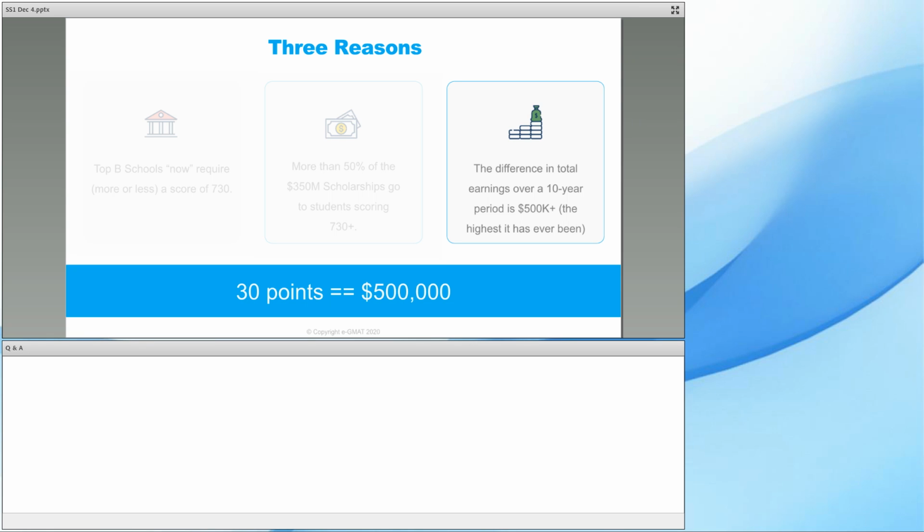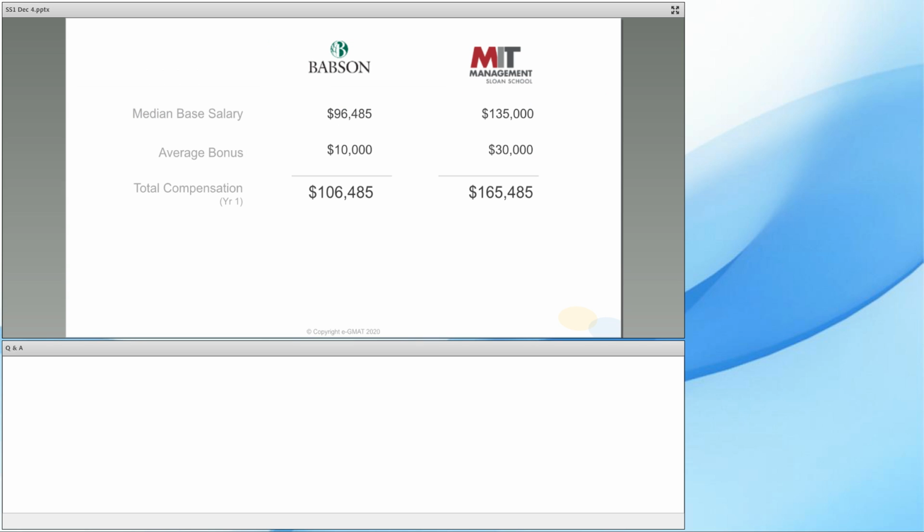Now, the third reason, which I think is the most important reason and the most ignored reason, is this delta in total earnings. Most of you do an MBA because you want to do something better in your life, because you want to have a better life, a more rewarding life, and a part of that more rewarding life is the financial remuneration. And to do this, I'm going to compare two schools. One's Babson, which is in Boston, and MIT. Both of these schools are in Boston. They're about 20 miles away.